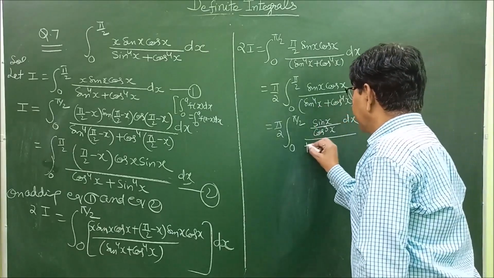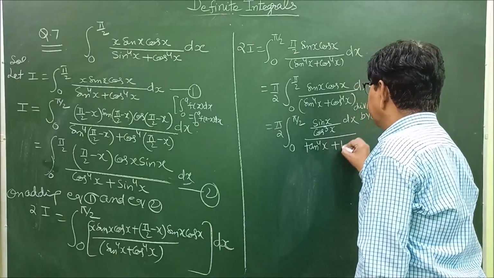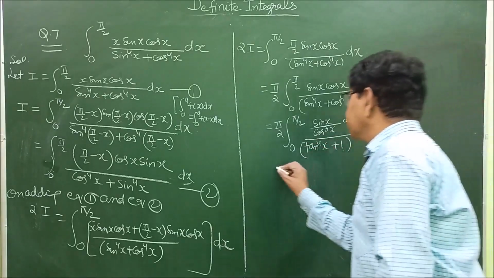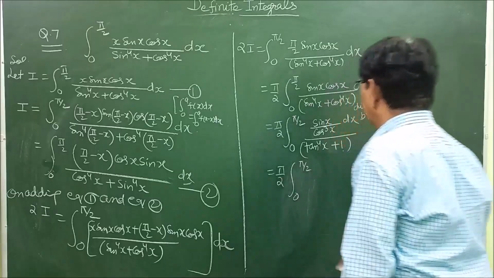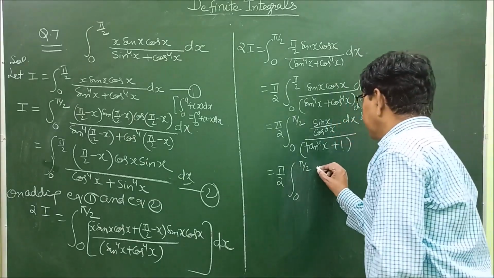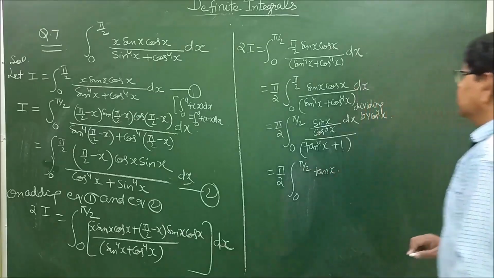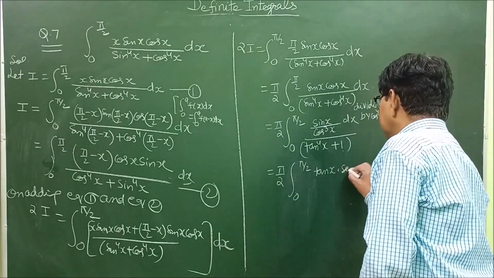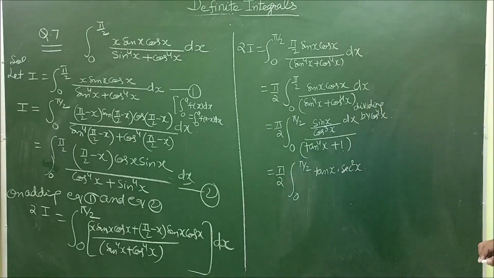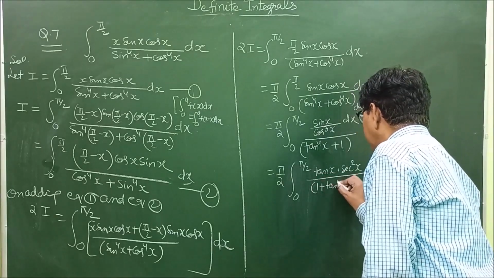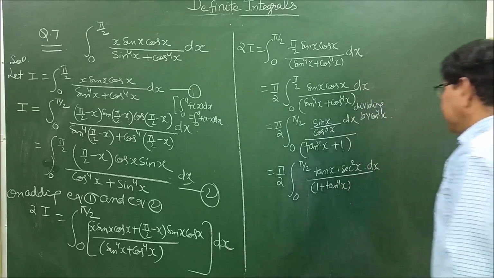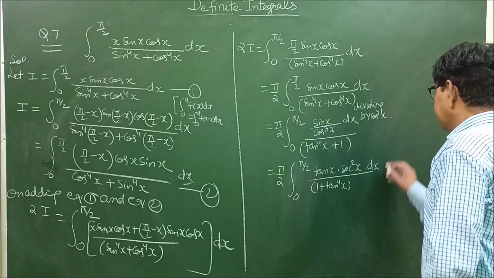Here we have tan 4x plus 1, and on further simplification we can write this is equal to pi upon 2, integral from 0 to pi upon 2, tan x into sec square x upon 1 plus tan 4x dx. And now let tan square x is equal to t.